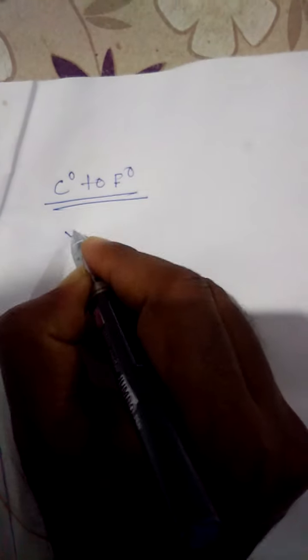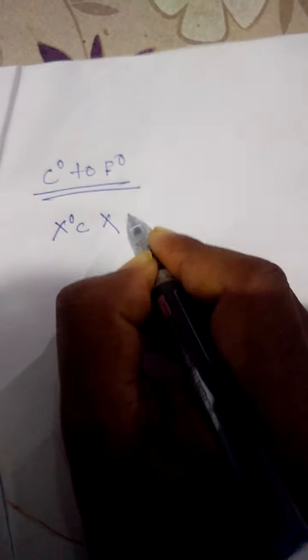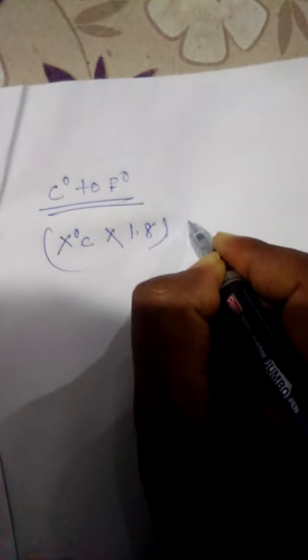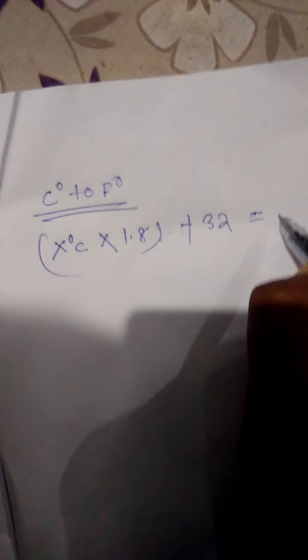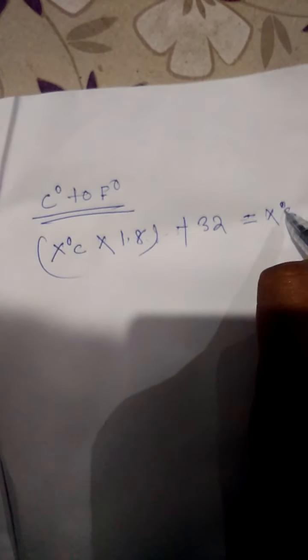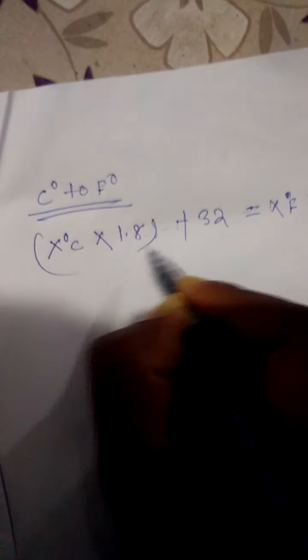Very easy one. Same thing: x degree Celsius is multiplied with 1.8 and this number is added with 32. Then we will get the result x degree Fahrenheit. That means by this multiplication and addition we get the appropriate conversion. You can take examples also.